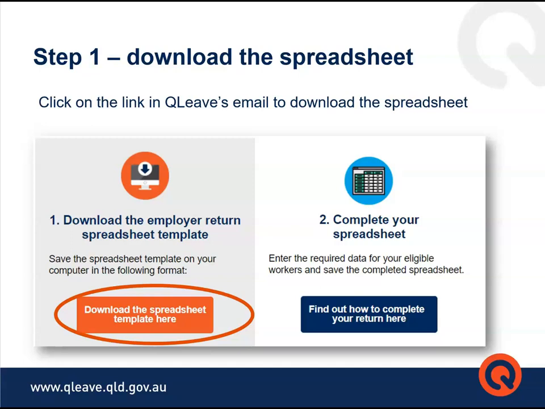Please note, if you didn't engage any eligible workers during the quarter 1 January 2021 to 31st of March 2021, you don't need to complete the spreadsheet. You can go to section 3 and click on the button instead that reads Submit a Nil Return.